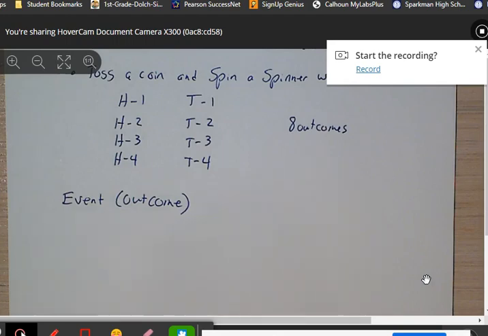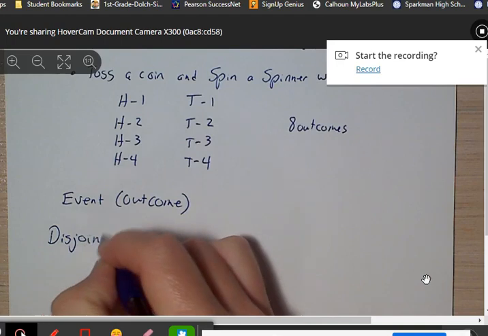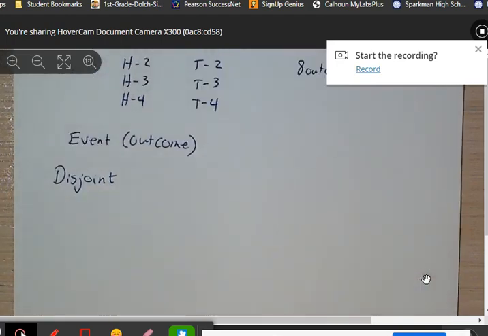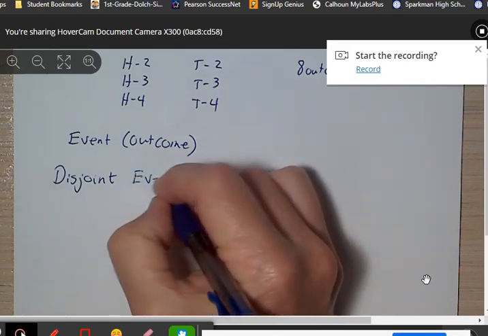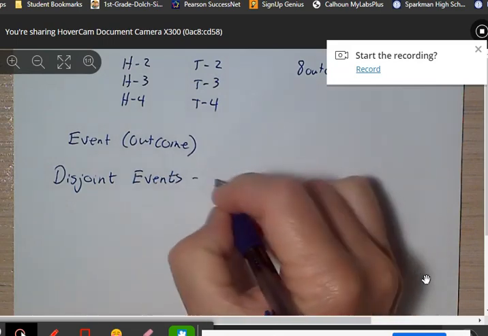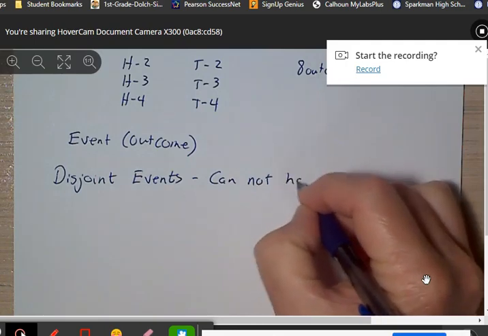So I think the very first thing that they will talk about here is disjoint, where they give you something else to talk about with these. A little bit of new vocabulary here, but disjoint events basically means that if they're disjoint, they cannot happen at the same time.